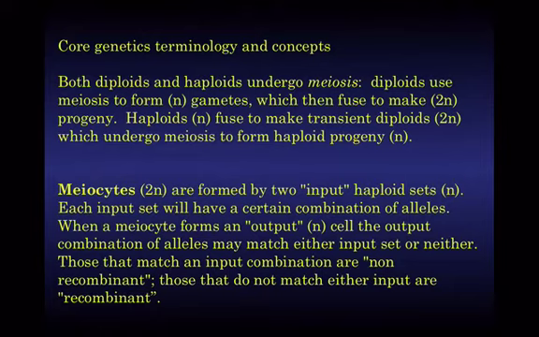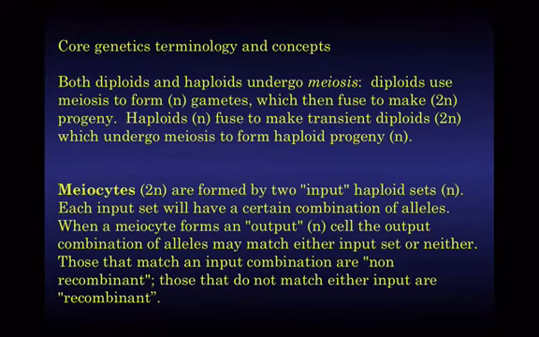Now, diploids use meiosis to form temporary haploids or gametes, which then go on to fuse to make new diploid progeny, so 2N progeny. Haploids just do this the other way around. They normally live their lives as haploid or N organisms. They fuse together to make a transient diploid, which is 2N, and then that transient diploid undergoes meiosis to form haploid progeny. Now, the convenient thing about meiosis, whether it's in a haploid or in a diploid, is that the process is exactly the same.